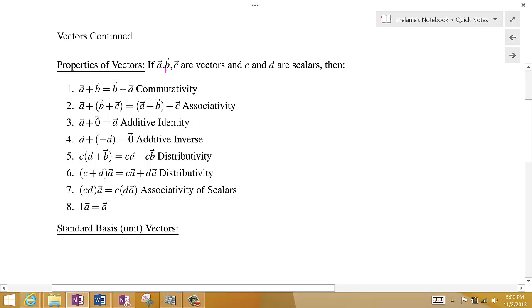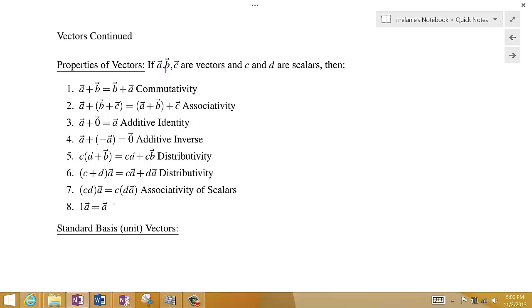And if I have two scalars multiplied together times vector A, I can use the associative property to multiply C times D first and then multiply by vector A, or take C and multiply by the product DA. And 1 times vector A is still vector A. So these are some properties of vectors.